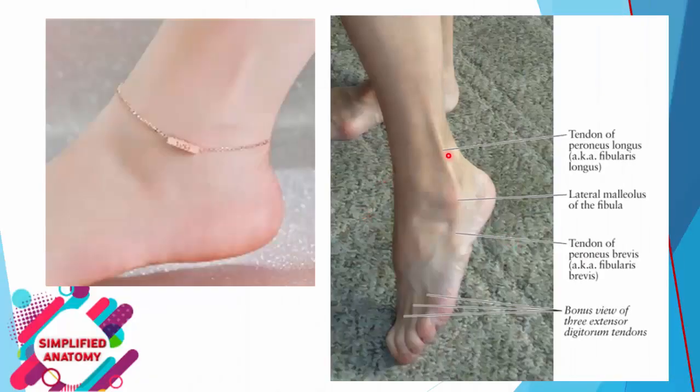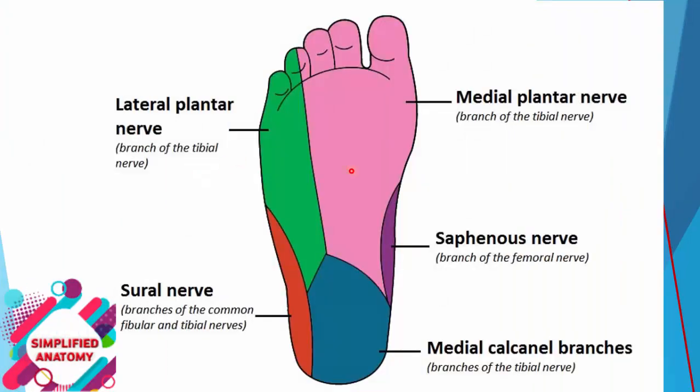Identify this tendon. This is a lateral view. The tendon appearing here is the tendon of peroneus longus. Also, this tendon is for the peroneus longus muscle. Identify the nerves that supply the sole and dorsum of the foot.